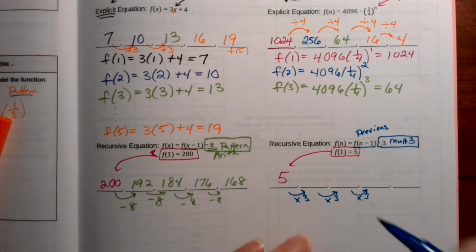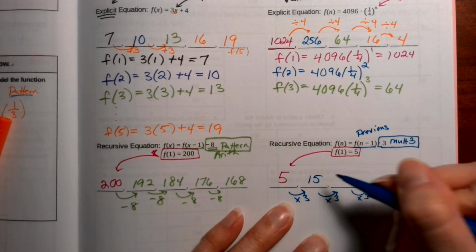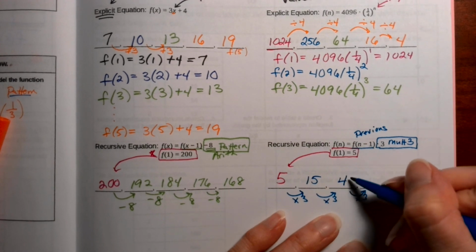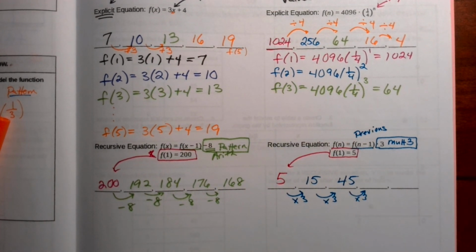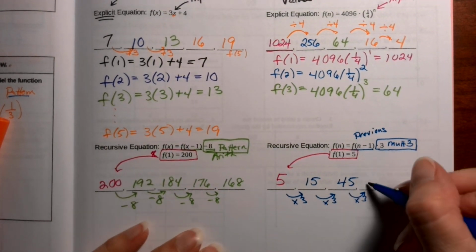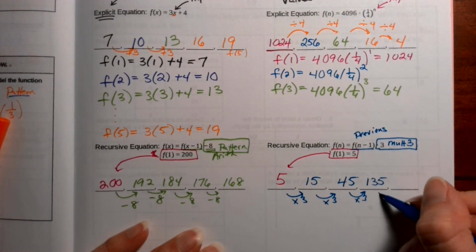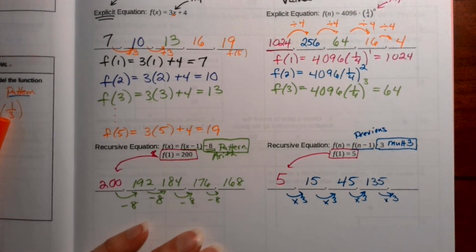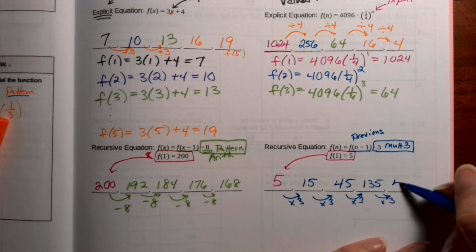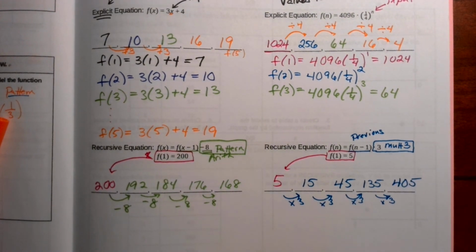So now we're going to go ahead and times by 3. 5 times 3 makes 15. 15 times 3 makes 45. 45 times 3 makes 135. And what's 135 times 3? That's right, 405. Great job, guys.